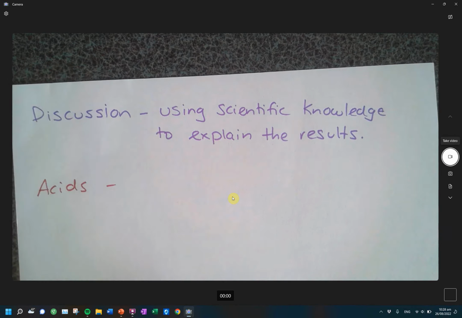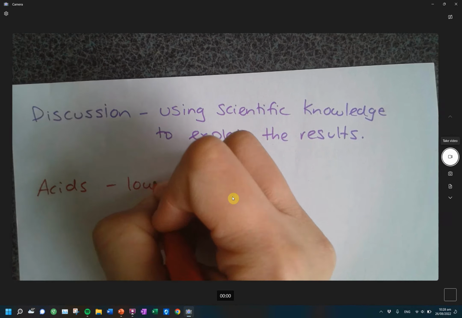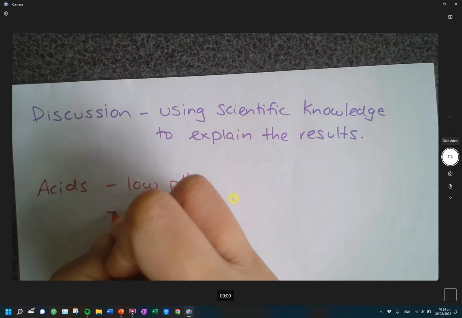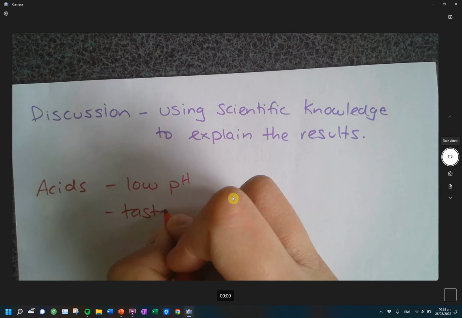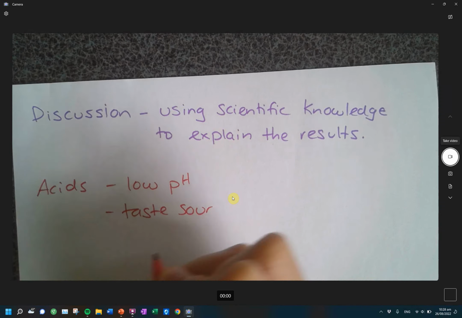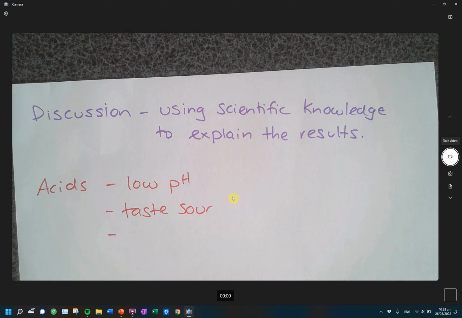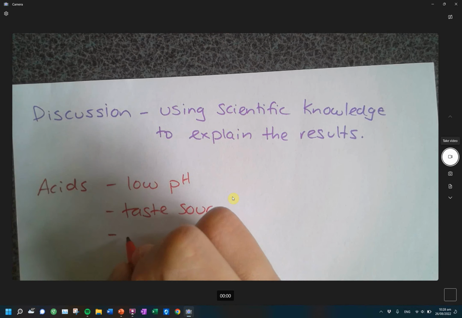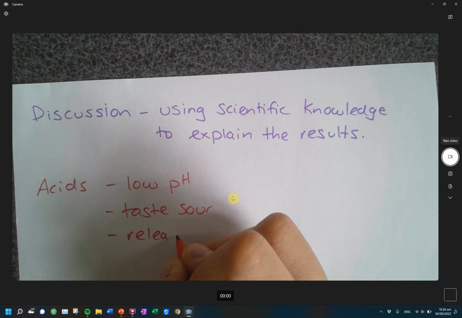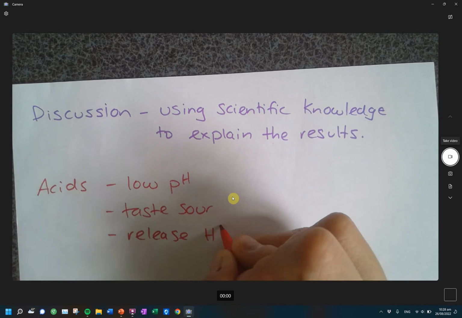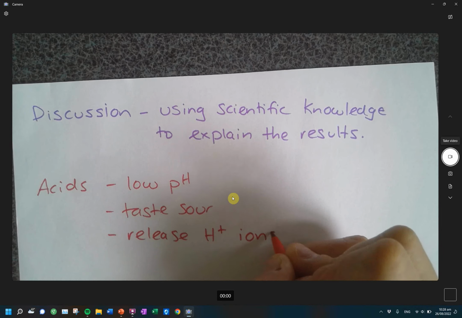And we know that acids have a low pH and that they taste sour. Now, something new that you guys got off of the sheet the other day was that acids release hydrogen ions, so H plus ions.